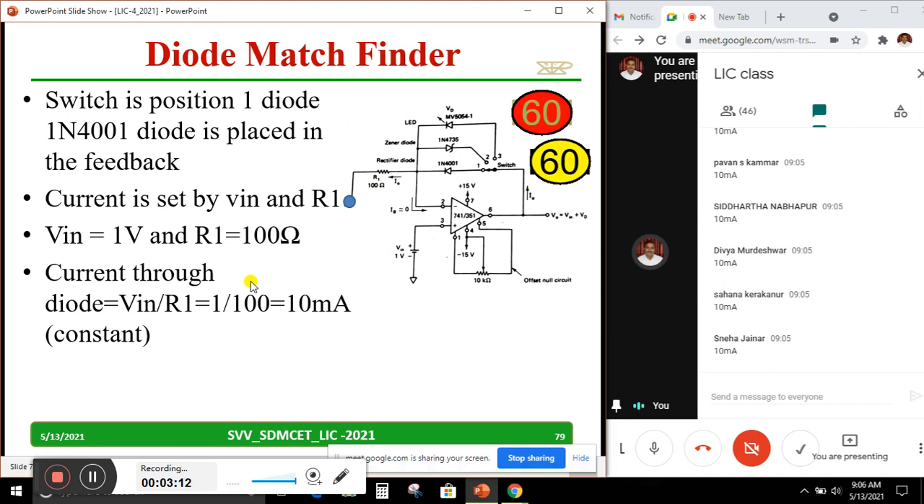What you have told just now, all the students, Sneha, Sahana, Divya, Siddhartha, Pavan, all of them, they have told it's 10 milliampere. 10 milliampere is correct, and it is constant irrespective of whatever diode you connect, because current depends on this resistor and this voltage. It does not depend on this particular diode you are connecting. Now current will remain fixed. Diode voltage I have to measure.